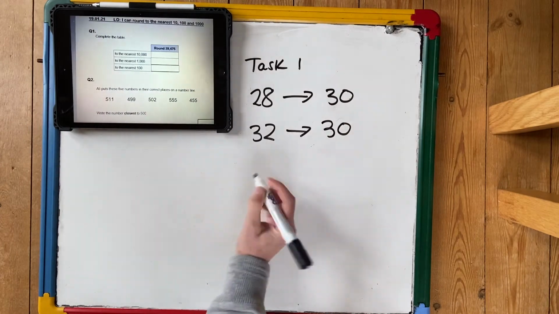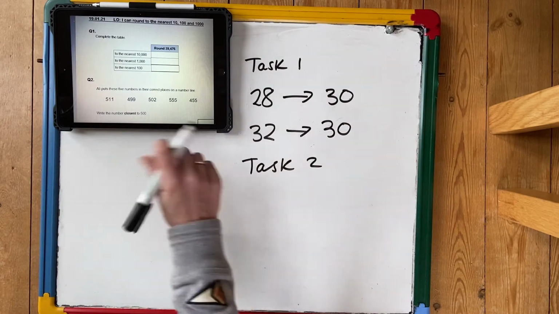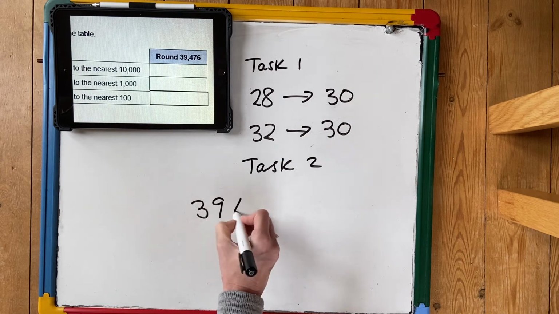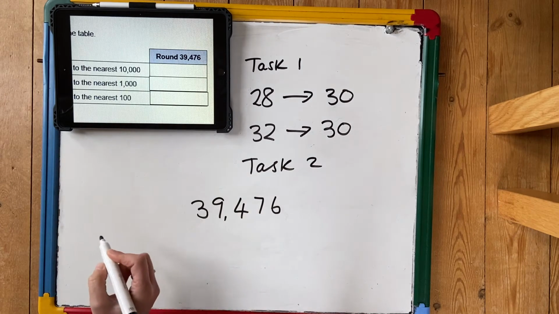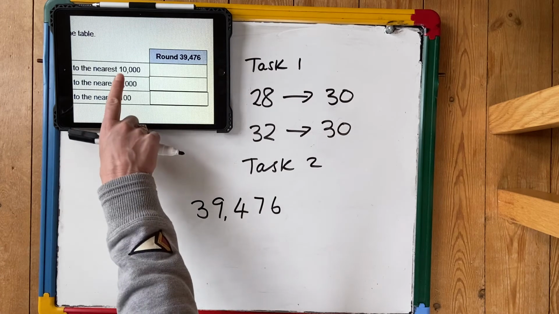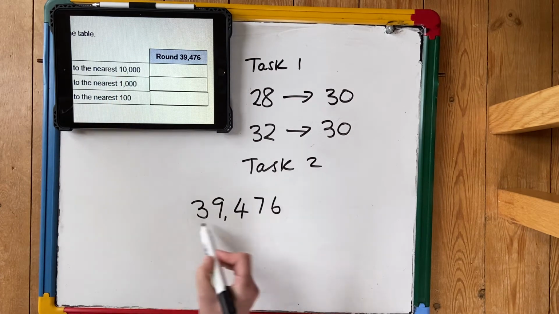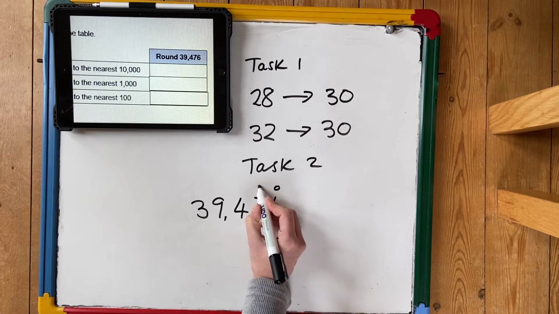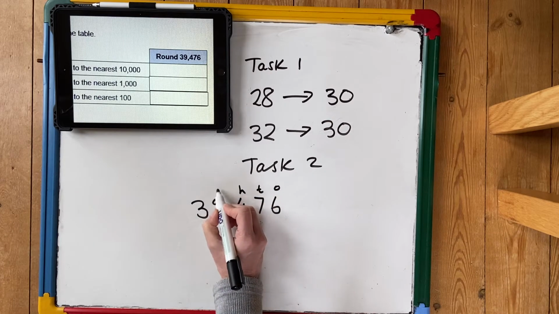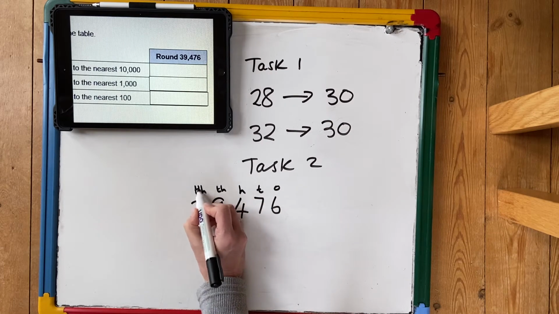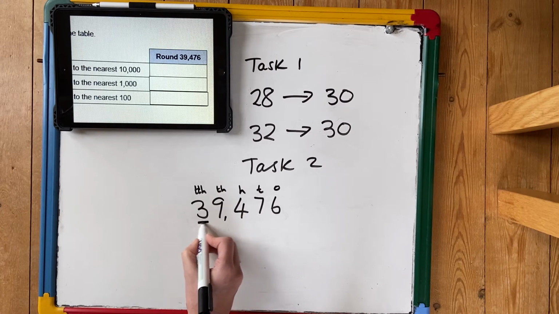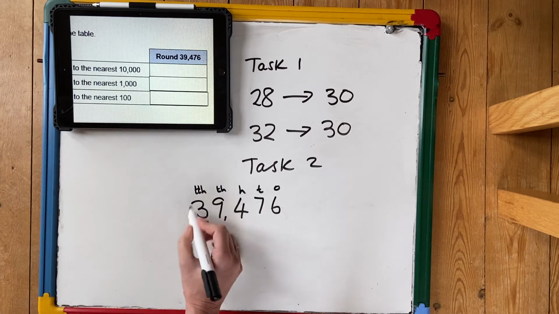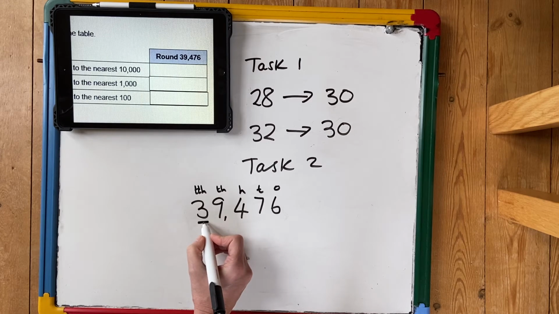So task 2 is a little bit trickier. So task 2, you have got the number 39,476. Now you've got to round this number to the nearest 10,000. So which digit is in the 10,000s column? So you've got your ones here, then your tens, then your hundreds, then your thousands, then your tens of thousands. So the digit 3 is in the tens of thousands column, and the value of that 3 is 30,000.